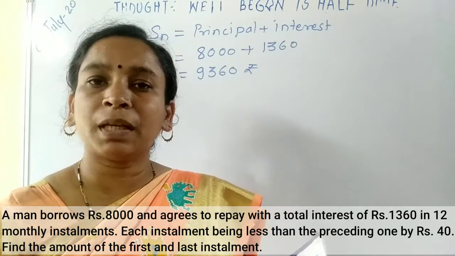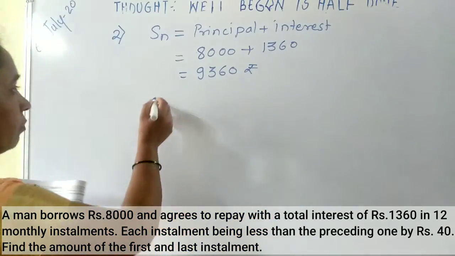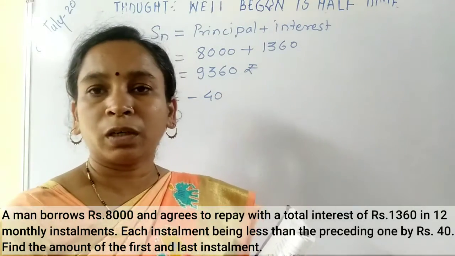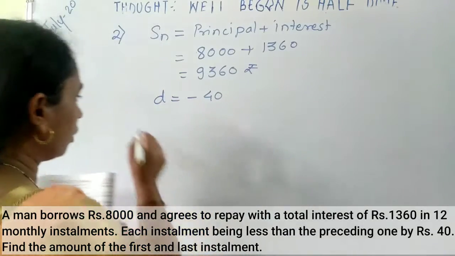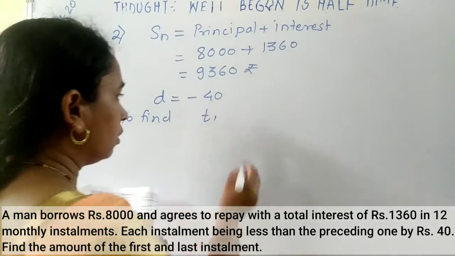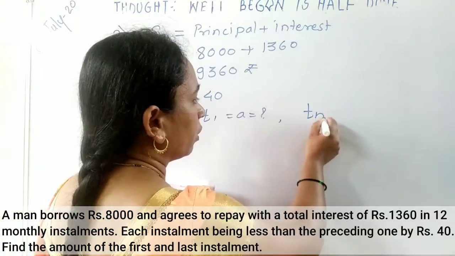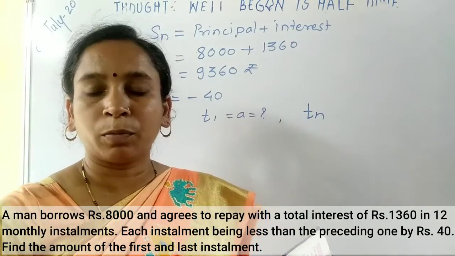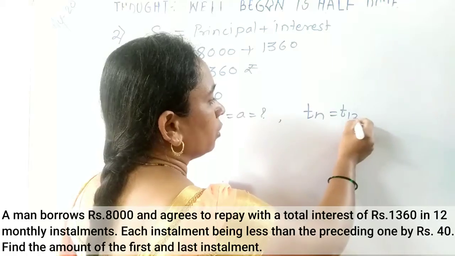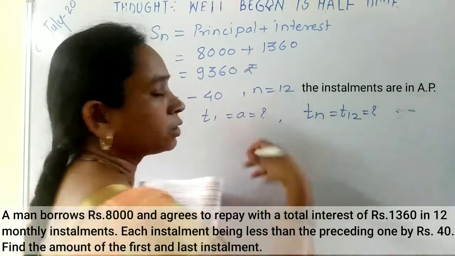They said that each installment is less than the preceding one by 40 rupees. That means here d would be negative because it is decreasing. Every installment is decreasing, so it is minus 40. Now we have to find the first installment, that means T1, that is a, and the last installment, that means Tn. Total installments are 12 because he repaid in 12 months. So we have to find T12, and n's value is 12.